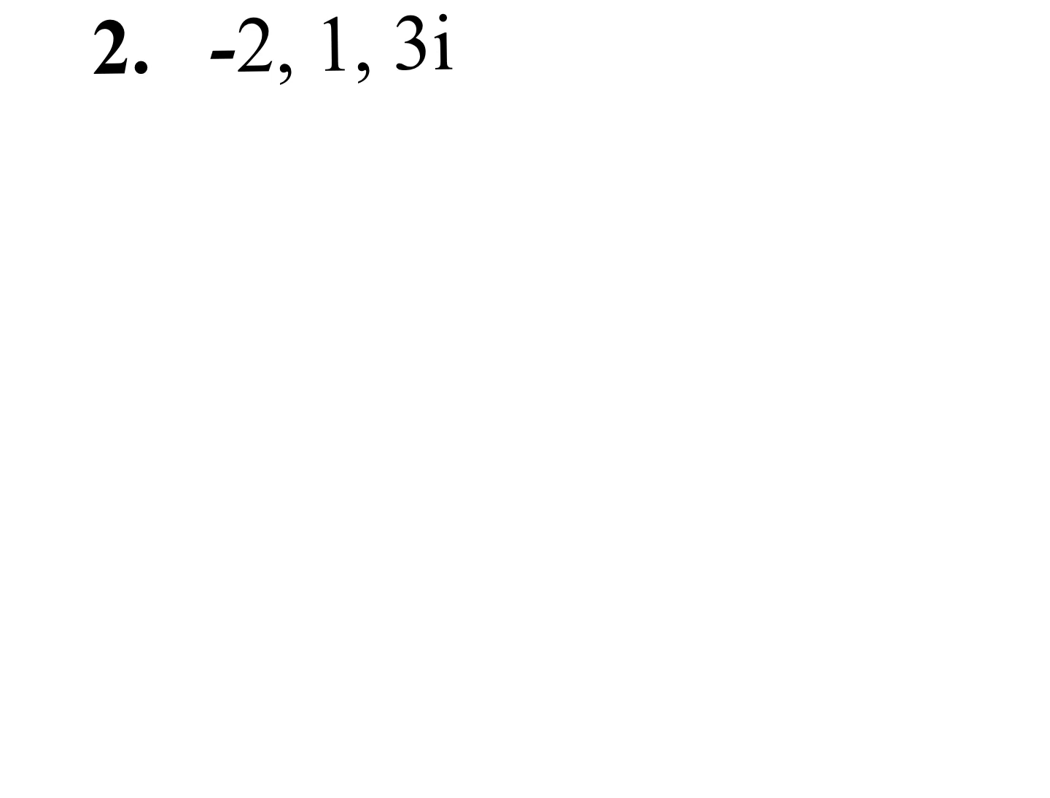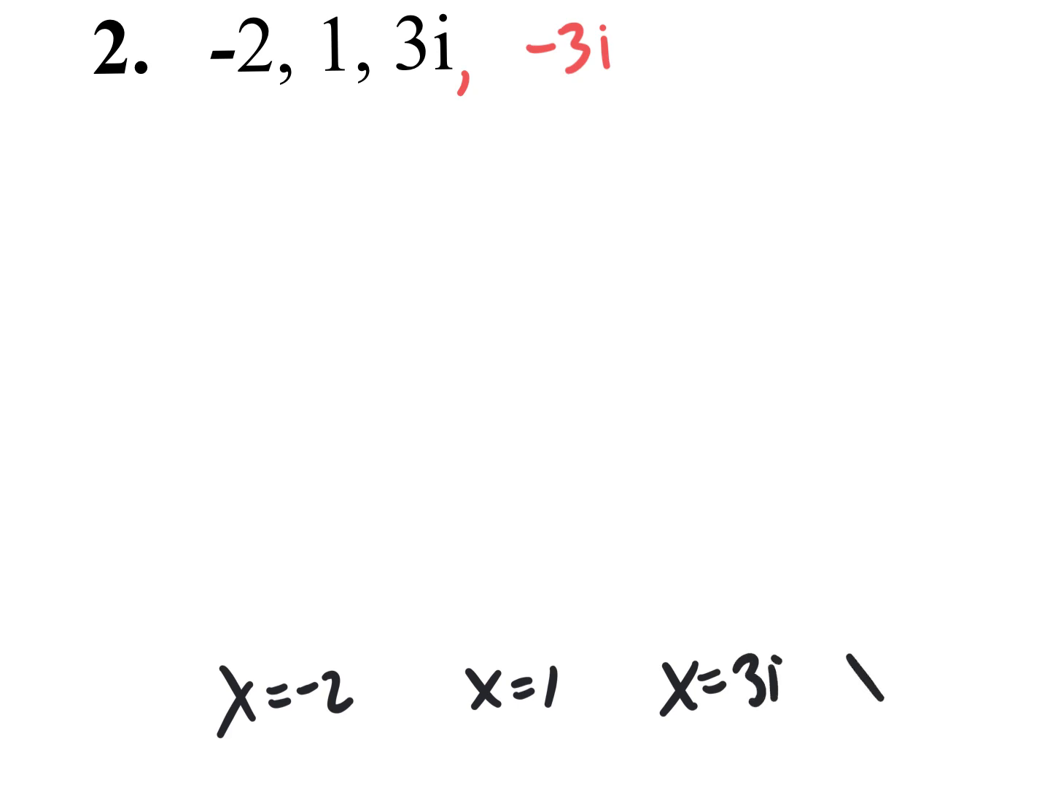So not only is it a 3i, but there's also a negative 3i that's an answer. So let's write these 4 answers way down here somewhere. X equals negative 2, x equals 1, x equals 3i, and x equals negative 3i.